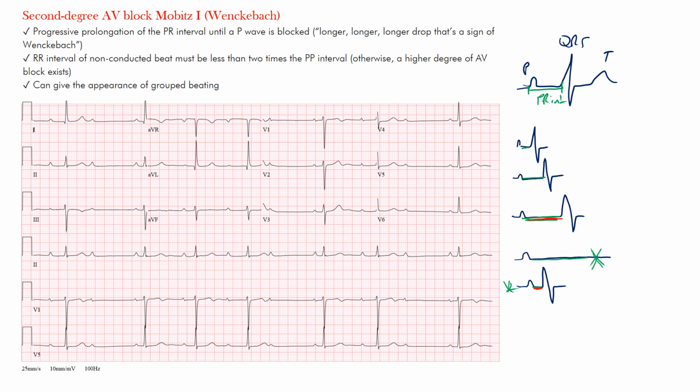Now, one way people remember it, when I was initially learning it, was longer, longer, longer, drop. That's a sign of Wenckebach block, okay, or second degree AV block type 1. So what's going on is that the PR interval slowly gets longer, and then you have a dropped beat, and that's Wenckebach block, okay. Now, you don't always have to have 3 PR intervals that get longer. It could be longer, longer, and drop, but that's just one way to remember it.